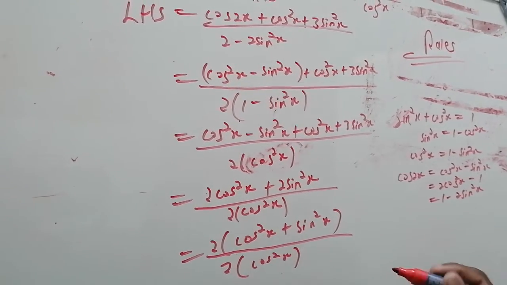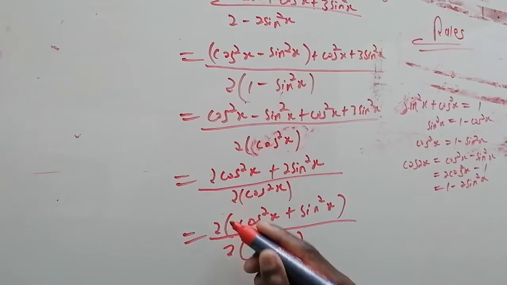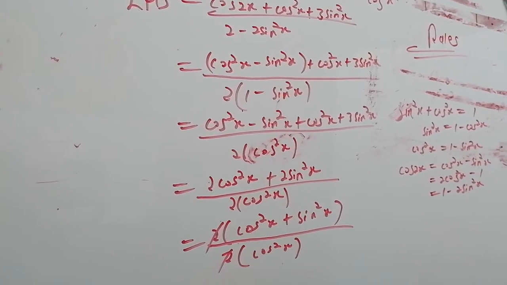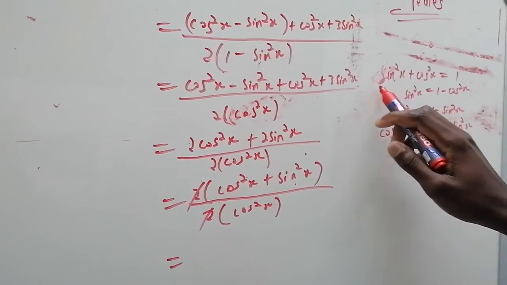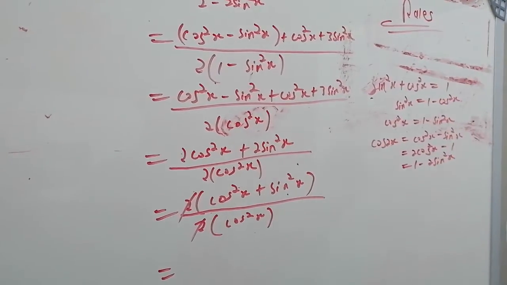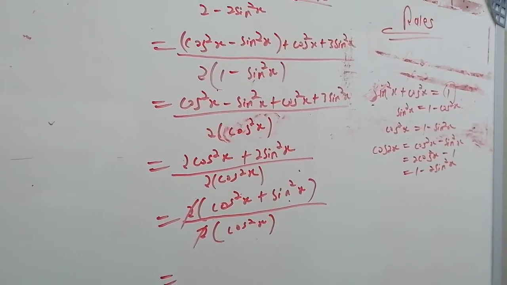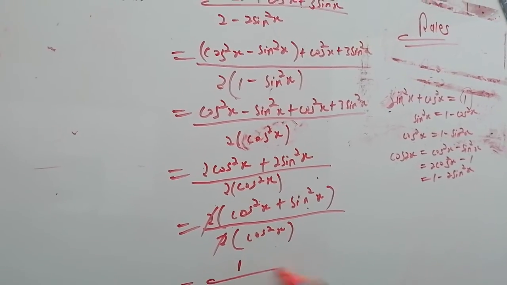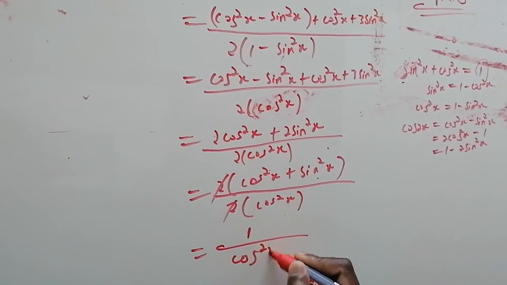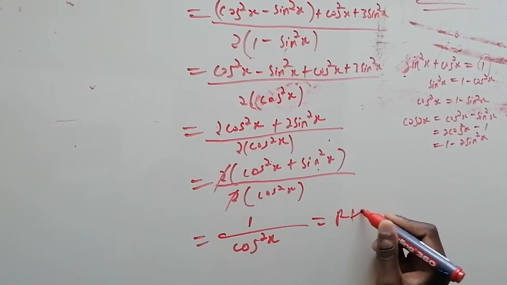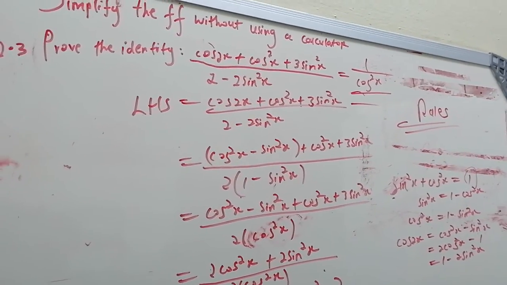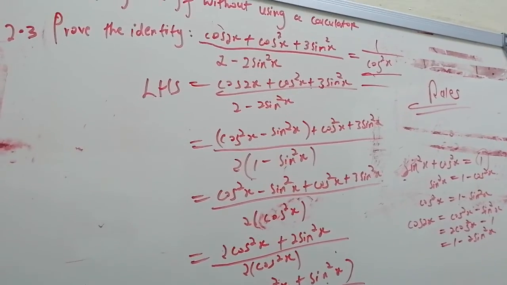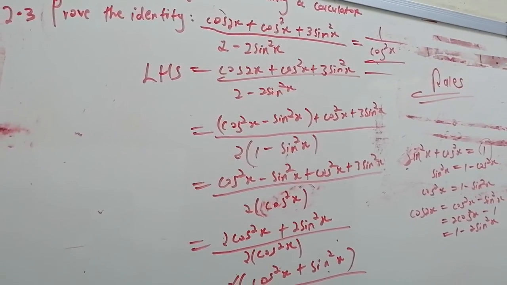This is pretty simple, guys. Therefore 2 divided by 2, it's going to cancel. Therefore cos squared x plus sine squared x, here is the rule that sine squared x plus cos squared x must always be equal to 1. Therefore we have 1 all over cos squared x, which is equal to the right hand side here. Therefore we've already proved this problem, which is equal to the right hand side. Thank you.